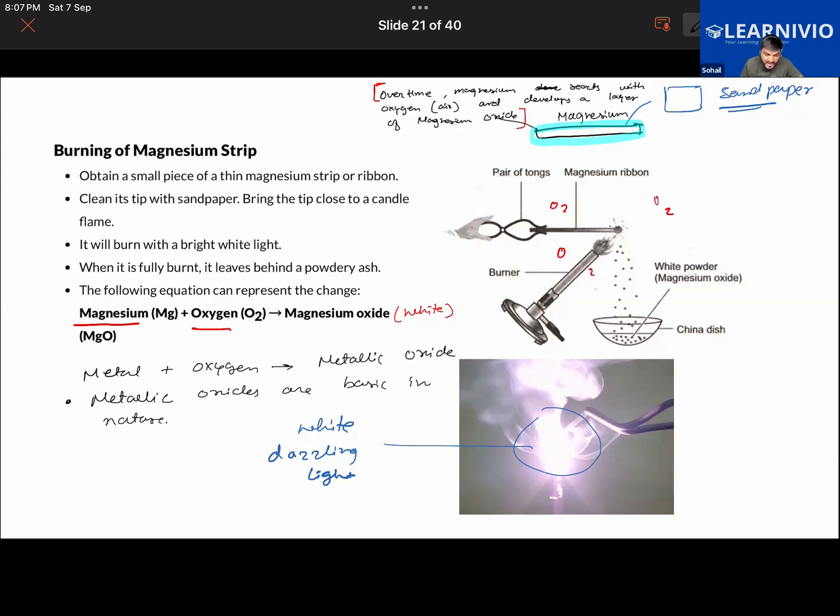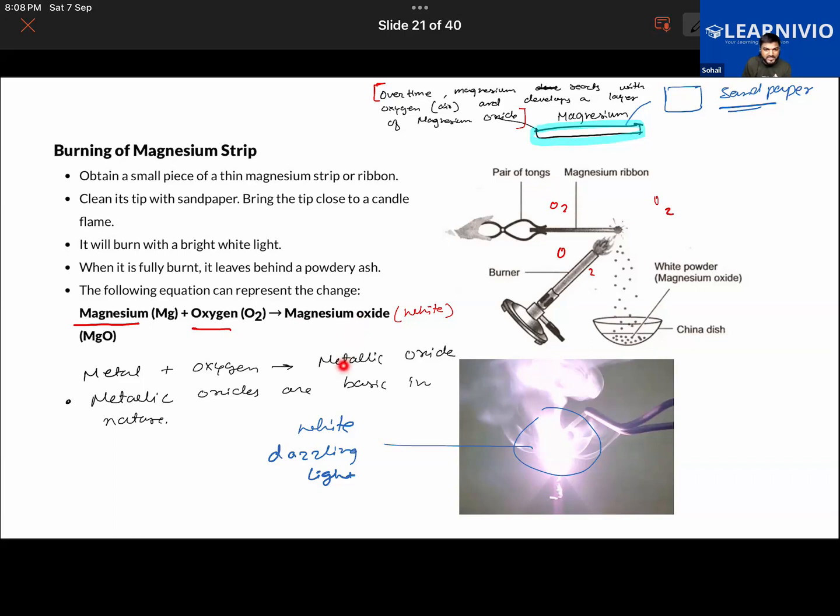Okay. But how do we check it? How are we going to detect it? If I were to check whether it is actually basic or not, anything in its powder form, we can't use any indicator to check its property. You can't use litmus paper on this dry magnesium oxide. Right now it is dry.